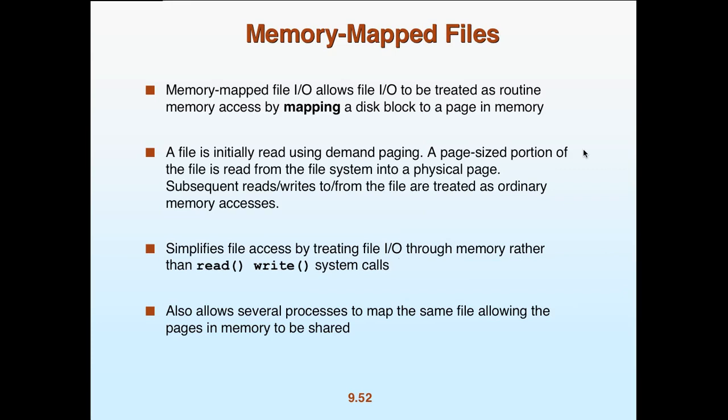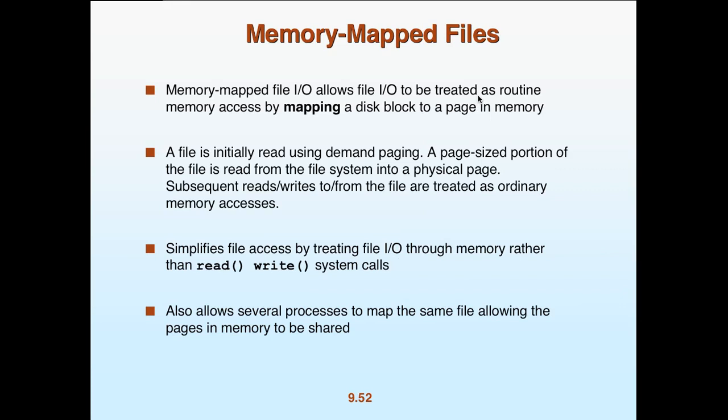Another related concept is memory mapped files, which we looked at in one of the slides earlier. Memory mapped files for I/O allow files to be treated as routine memory access by mapping a disk block to a page in memory. So we take something from secondary storage, from the hard drive, and put it up into memory, and that's another way of using memory. We can map them per process, and we can map them between processes. So we can have multiple processes share the same file in a memory mapped mode.